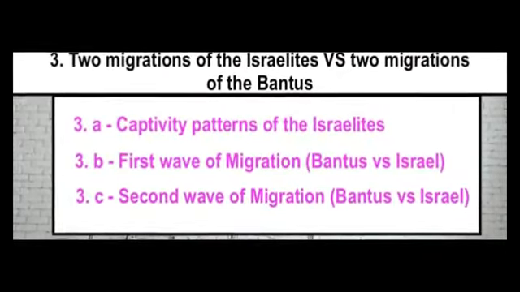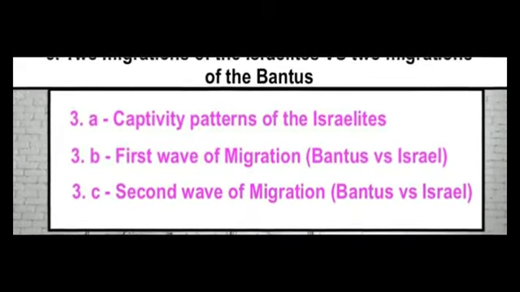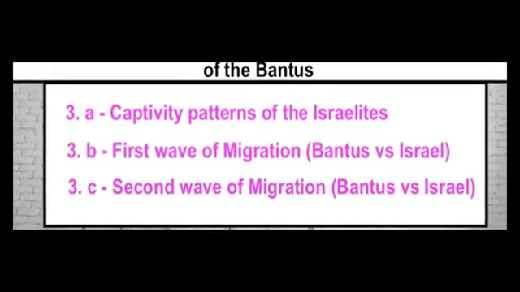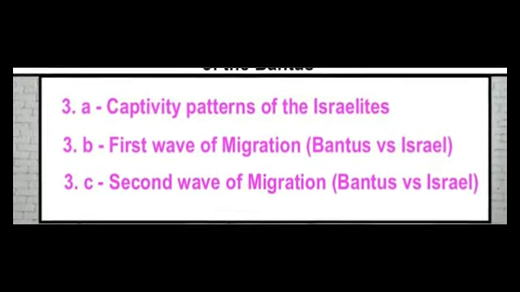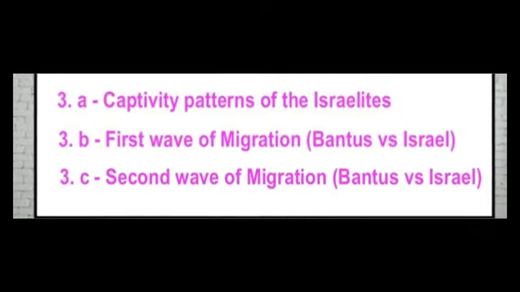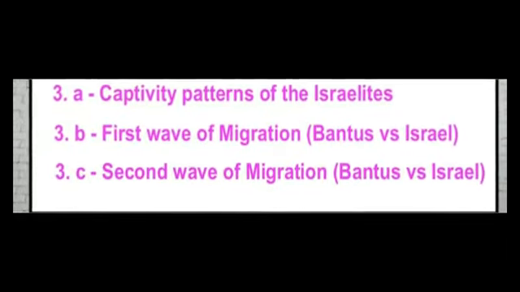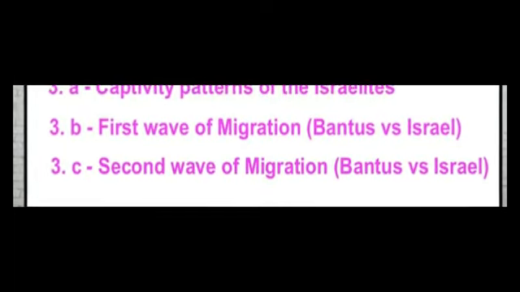So now we know for a fact that the Bantu migration is nothing else but the migration of the Israelites from Israel into Africa. The first migration that happened before Christ is actually the migration of the northern kingdom of Israel after the Assyrian captivities all the way down to North Africa. We know that for a fact.